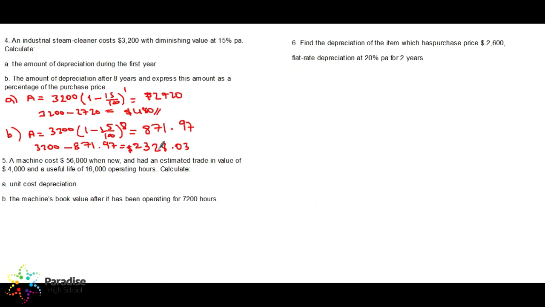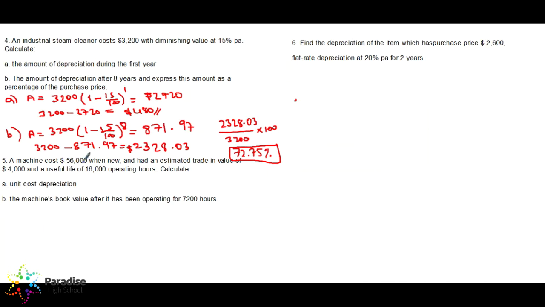They are asking us to convert this amount based on the purchase price as a percentage. So what will I do? 2,328.03 divided by, what is the base price? 3,200 times 100. So divided by 3,200 times 100, the result will be 72.75%. So it means that this steam cleaner lost 72.75% of its value in 8 years. All right, let's look at question number 5.